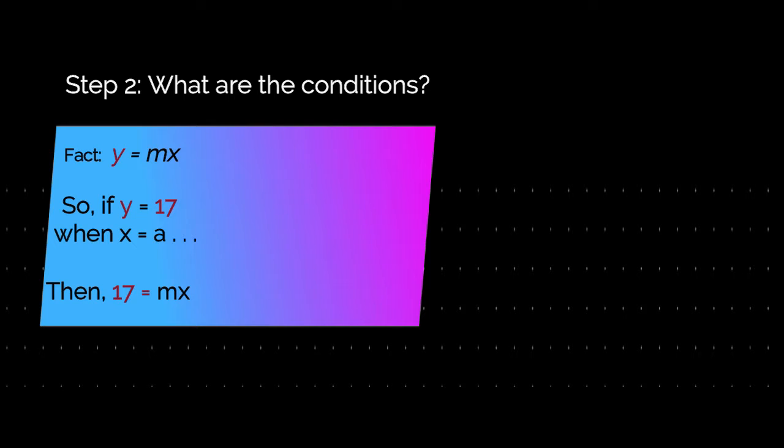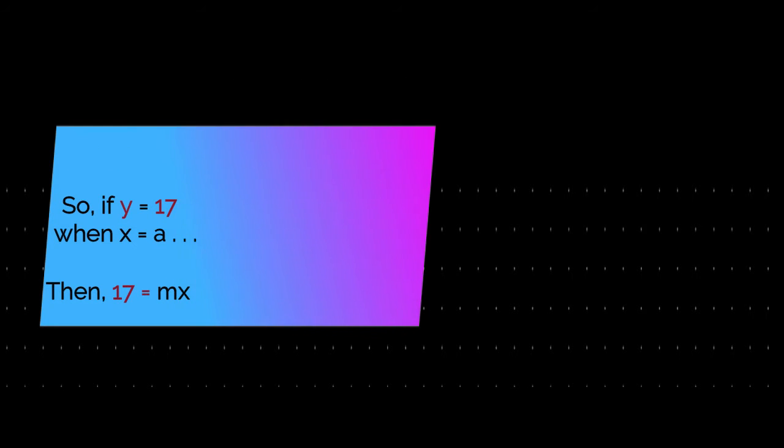So really at this point, you just know that 17, I've substituted in 17 for the y, 17 equals mx. And keep in mind that that could also read 17 equals ma. So those are the conditions we have, and this is what we know. Now we're going to start using the strategy.